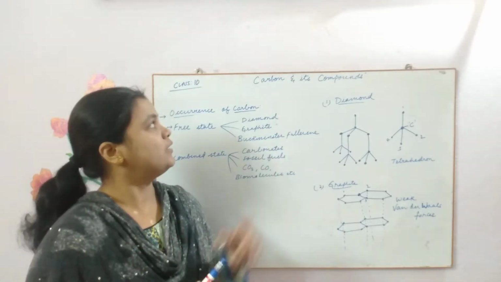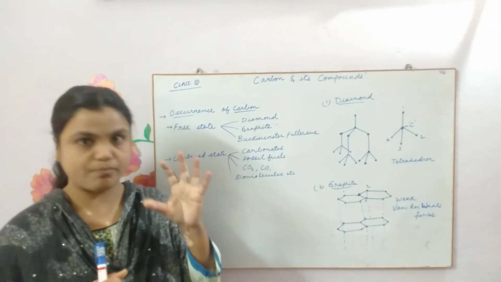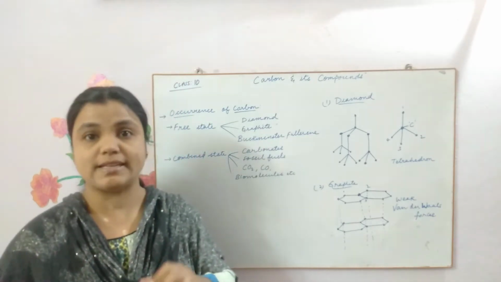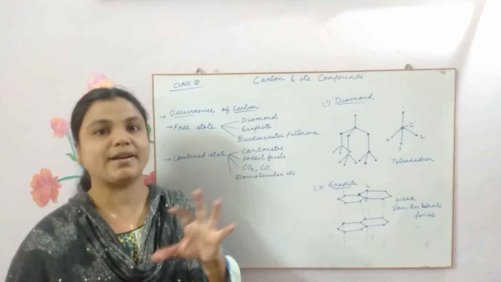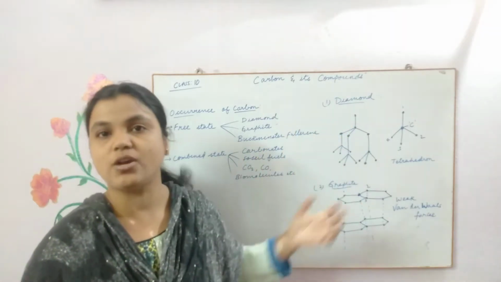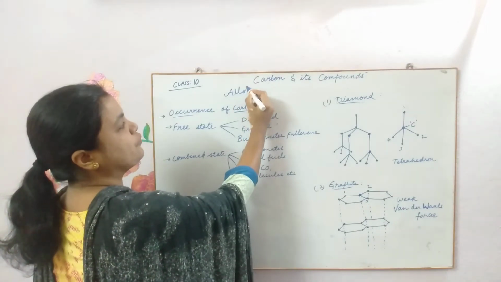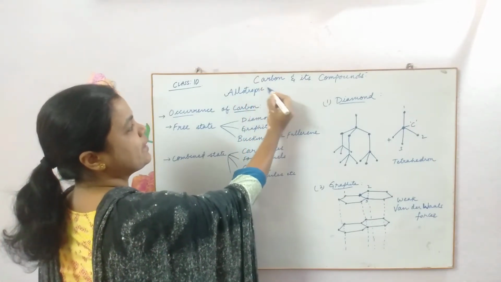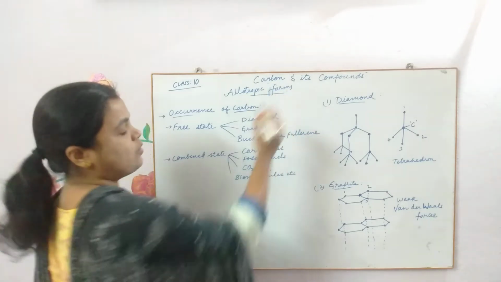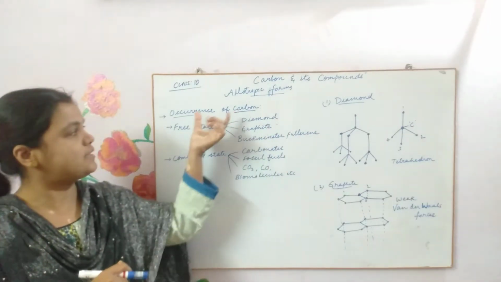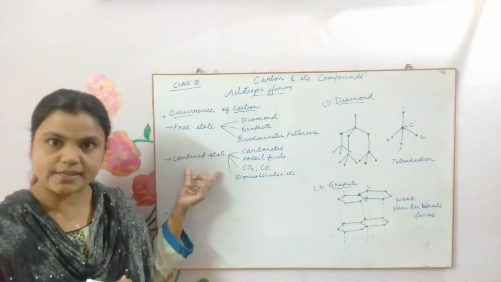Okay. So today we'll be learning about another very important point regarding carbon, that is, it exists in more than one physical form. These kinds of forms are called allotropic forms of carbon. Allotropic forms of carbon. We'll be learning about them now. So as you know, carbon exists in two forms. So the occurrence of carbon is in two states actually.